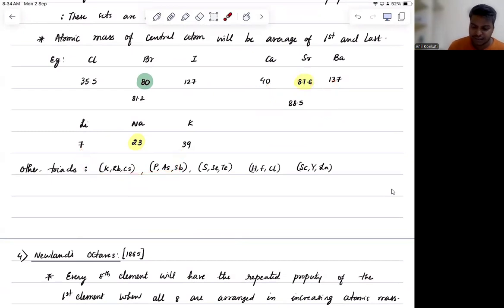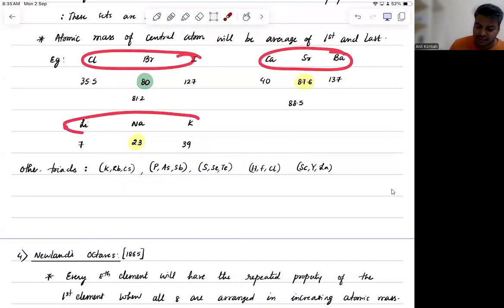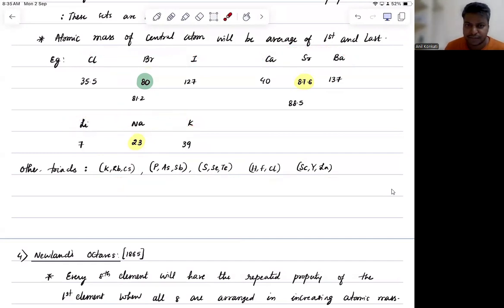Other than that, they were able to recognize other triads as well. This is one standard example that will be coming in the exam. So learn the pairs. These three are one triad, this is one triad, this is one triad. Next, these are the other four examples.